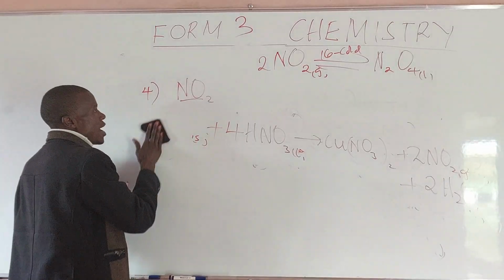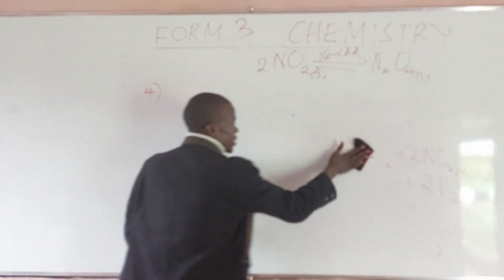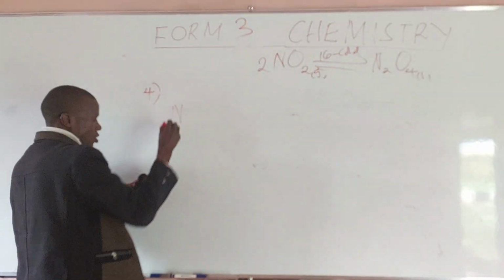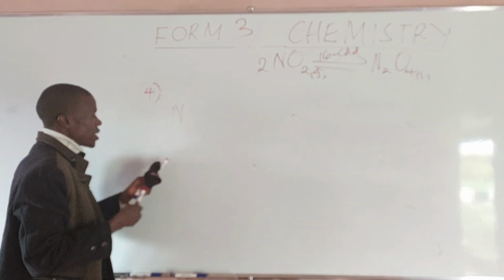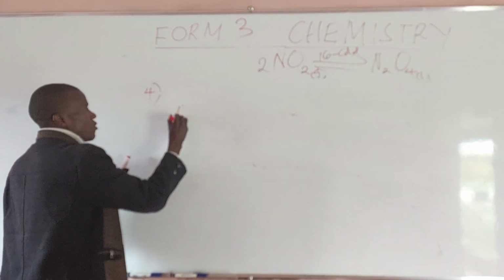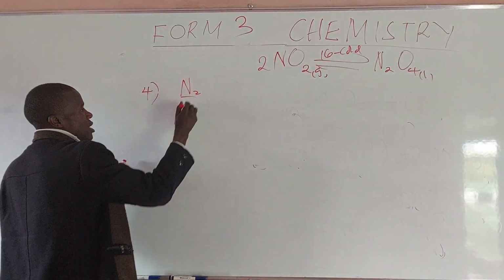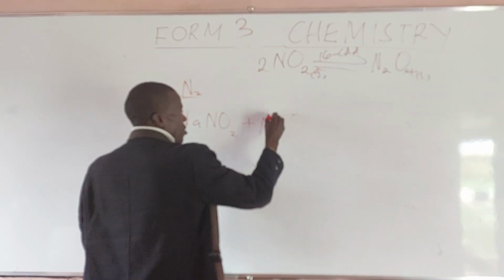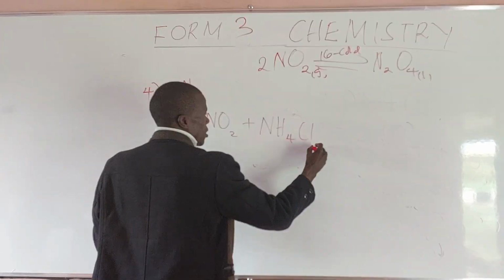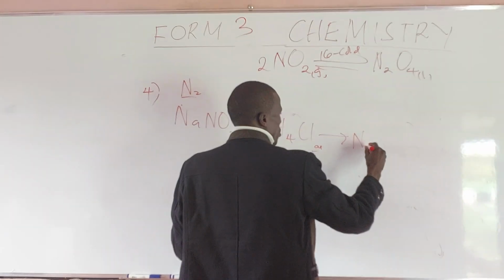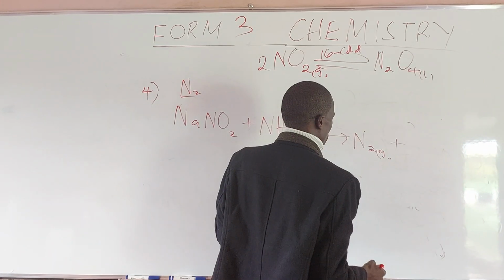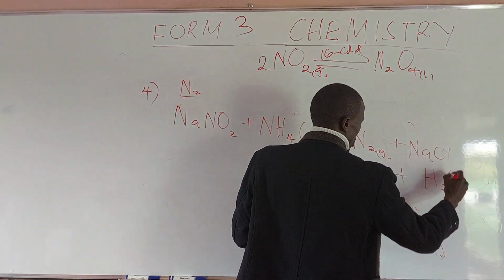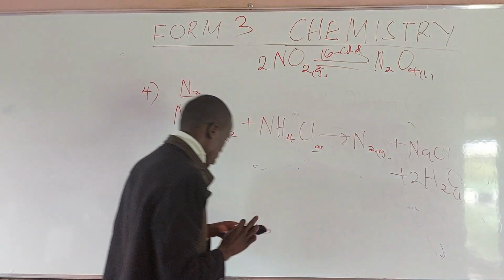If you want to prepare nitrogen gas, we need 1 mole of sodium nitrite. Then we need ammonium chloride. Then we form nitrogen gas. We also form sodium chloride, and we also form 2 moles of water.